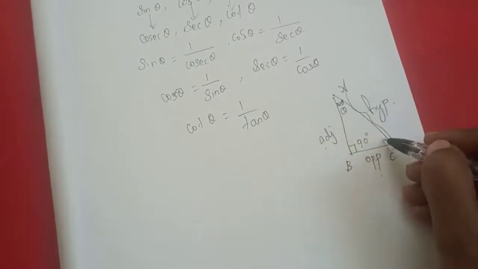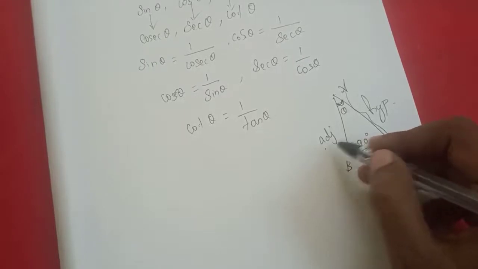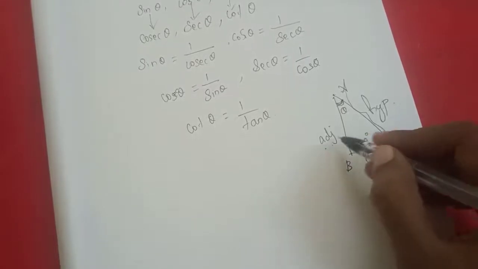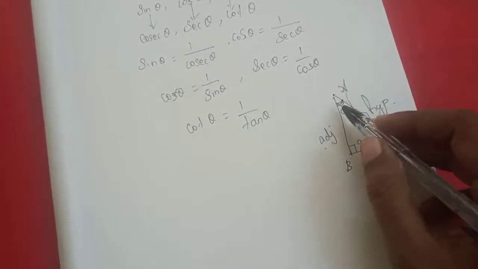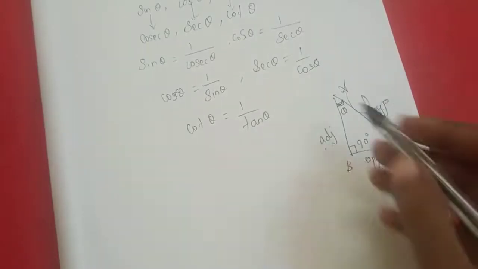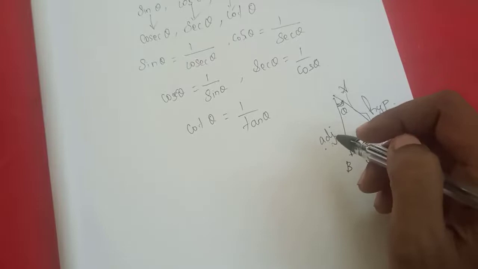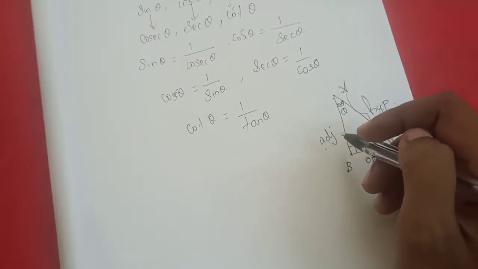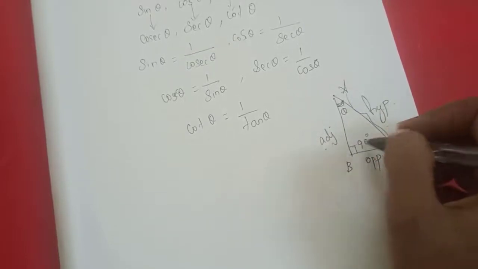Understand? If I am taking this is theta, what will happen? This is opposite side. Am I right? So if I am taking this is theta, this is opposite side. This will be changes adjacent. Now if I took the theta here, this will be the opposite side. So this is theta means this is opposite side. So the meaning for opposite side is that is the opposite side of the angle theta.